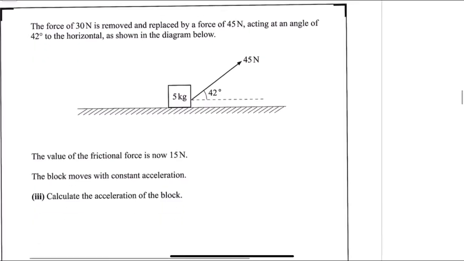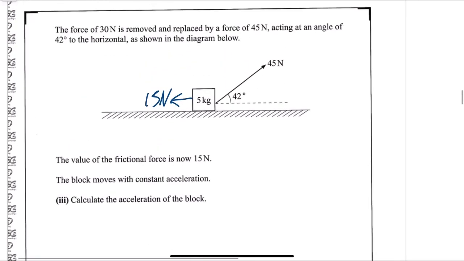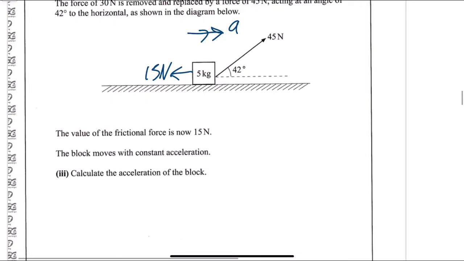Okay, next question says, the force of 30 newtons is removed and replaced with a force of 45, acting at an angle of 42. So we've changed it up, and the value of the friction is now 15. So we'll mark that on, that is now 15. Okay, we'll just put a wee 15 newtons in there. Calculate the acceleration of the block. So it's accelerating now. Don't need to put in normal reaction, it's not going to help us.